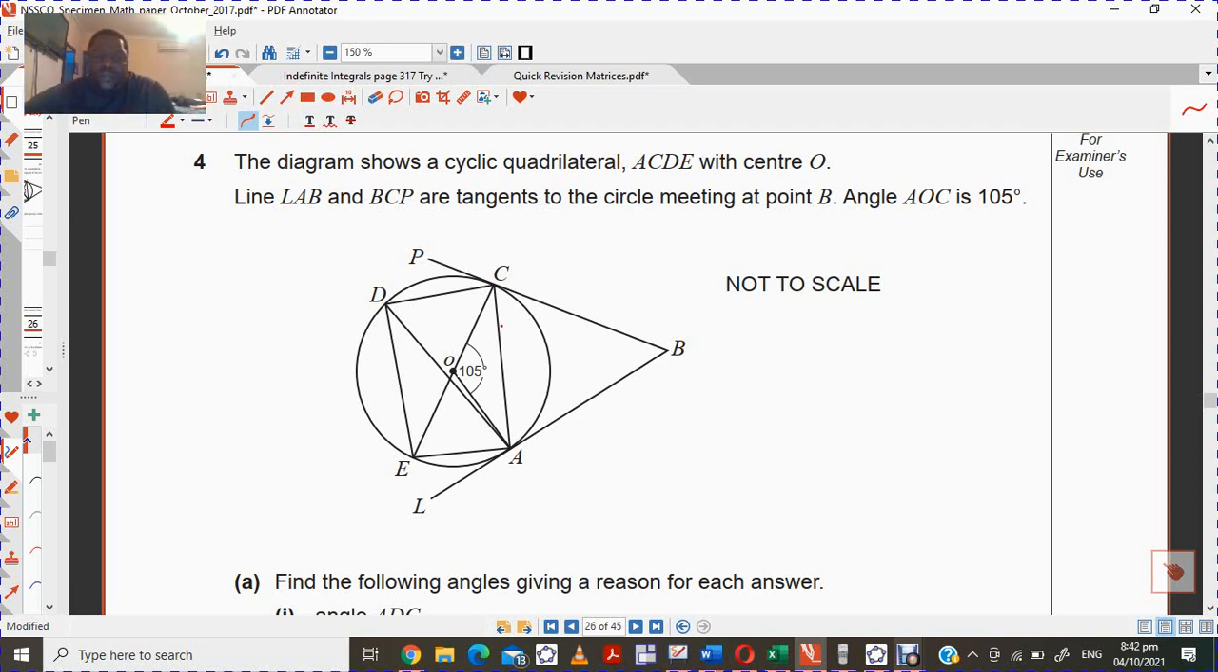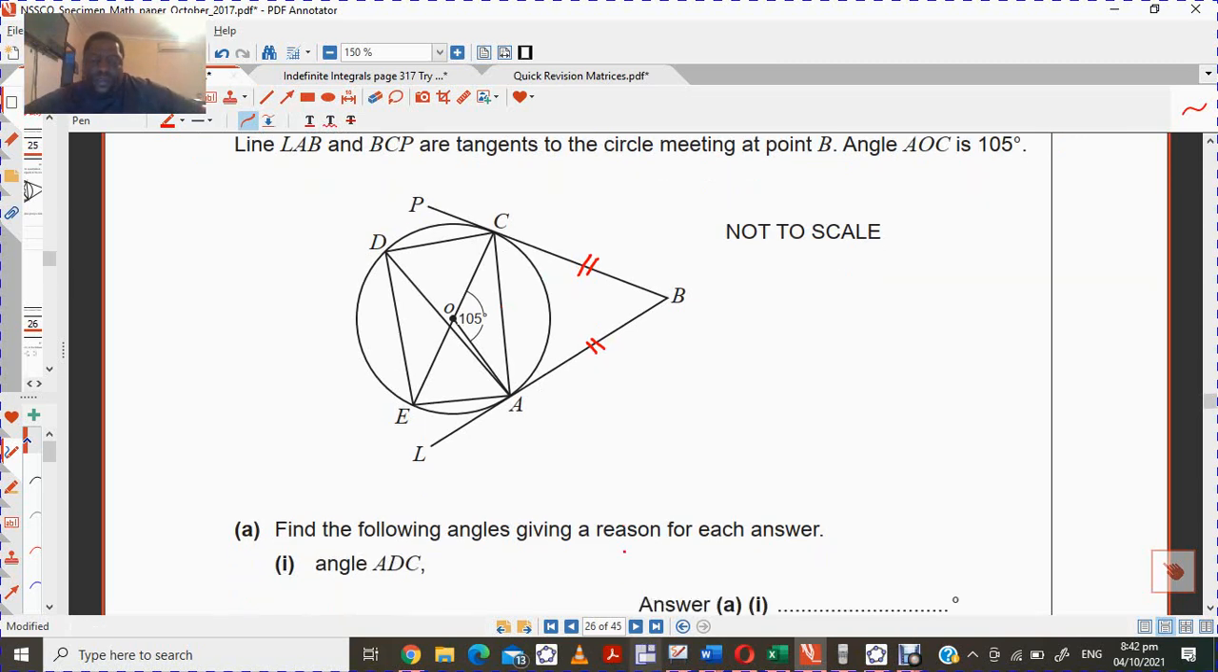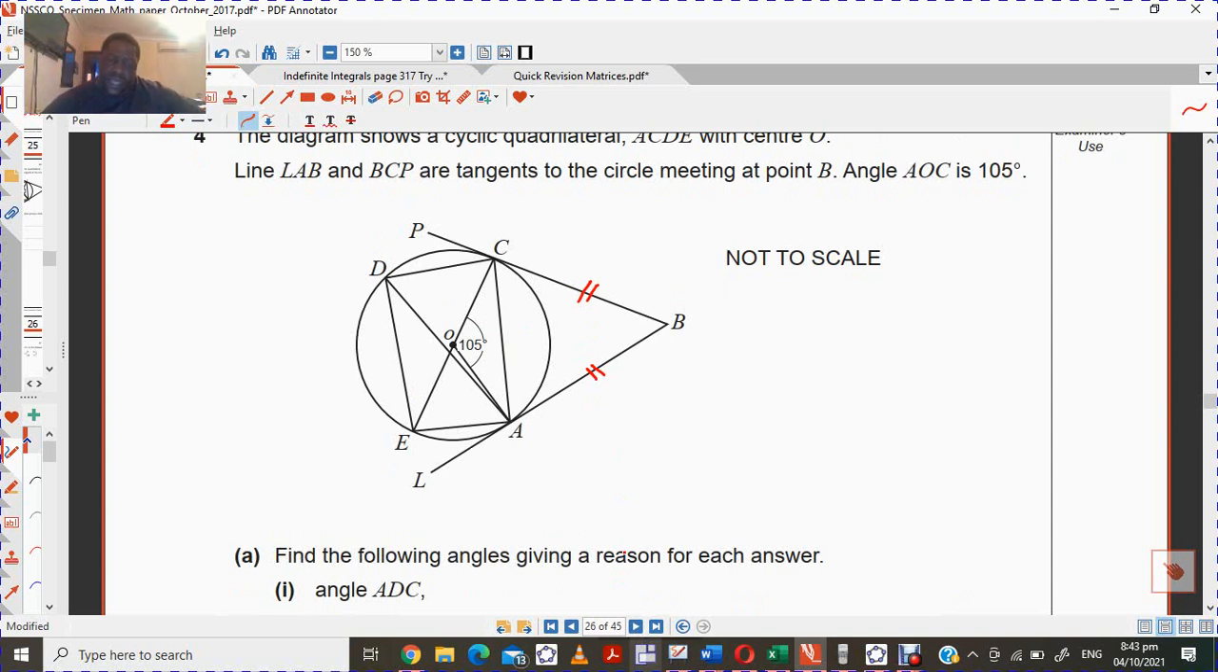And then, so this is a cyclic quadrilateral ABCDE. Center is here. Then line LAB is a tangent. BCP is a tangent, meeting at that point B. Tangents from a point are equal. You should perhaps remember that. So tangents from a point are equal. That's one thing that I can find from that. Angle AOC is 105, as you can see. Now, find the following angles giving reason: ADC. So they want us to find angle ADC, which means it's that little angle there.